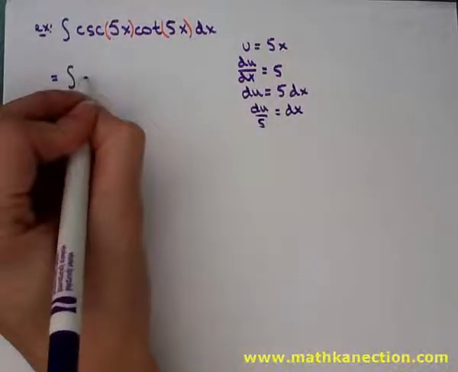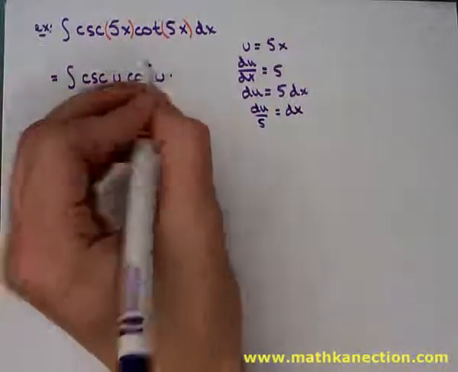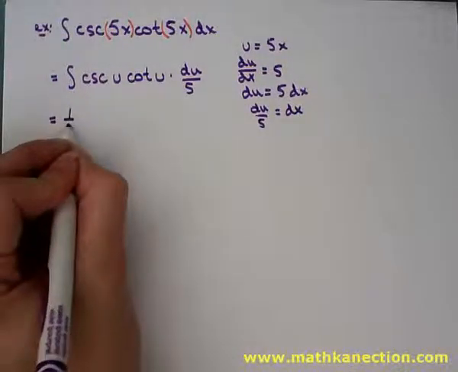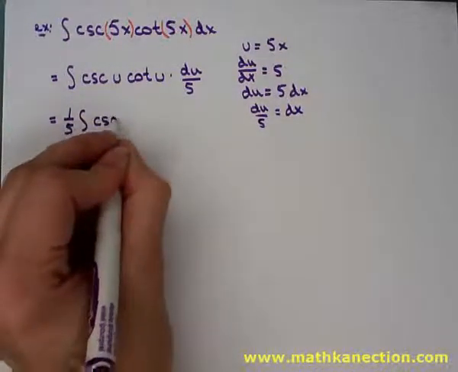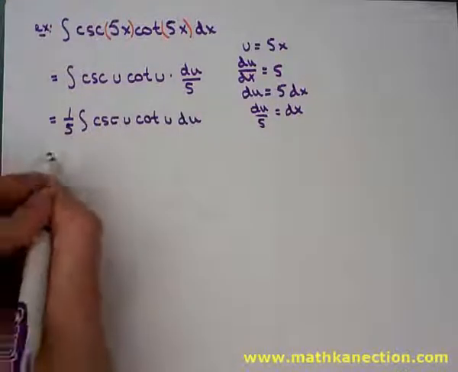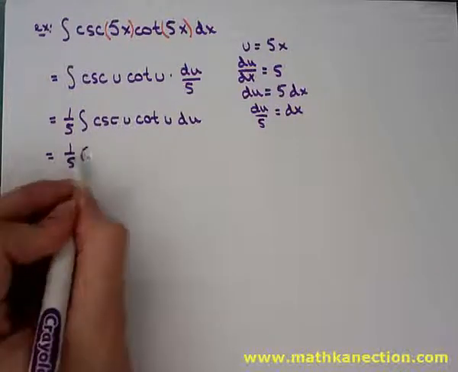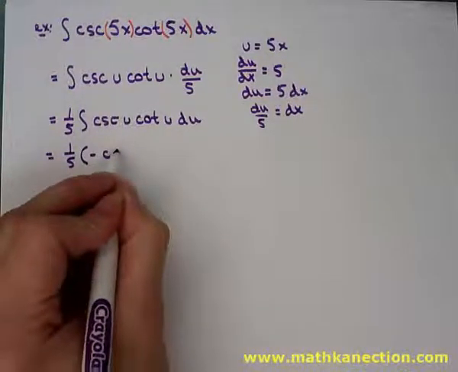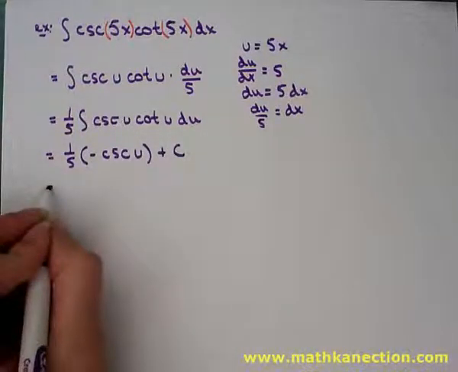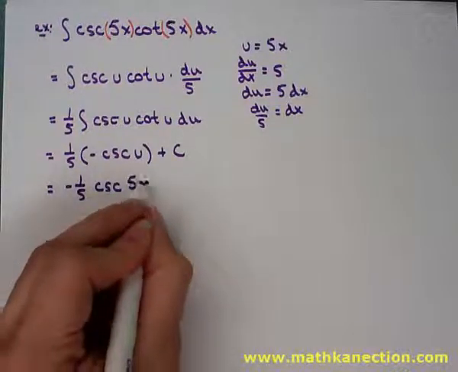Back in the problem, we have then the integral of the cosecant of u, cotangent of u, and replacing dx with du over 5. So bringing out the coefficient of 1/5, we're anti-deriving cosecant of u, cotangent of u. And the integral of cosecant cotangent is negative cosecant of u, and then plus the constant. So we have negative 1/5 cosecant of 5x plus the constant.